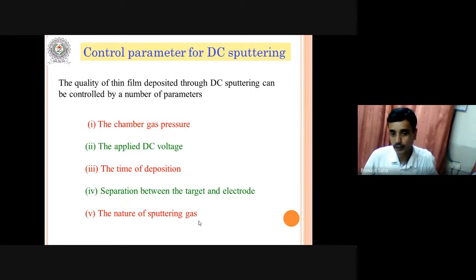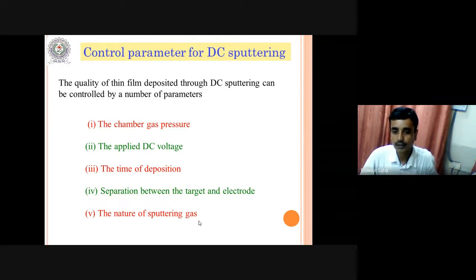And the applied DC voltage. Applied DC voltage is required initially to ignite the plasma and then to accelerate the ions. So applied DC voltage should be controlled in order to increase the energy of the ions. And the thickness of the film can be controlled by the time of deposition, how long we allow the substrate to stay inside the plasma chamber so that the ions and molecules will be deposited over there. So time of deposition is another control parameter for quality maintenance of the film.